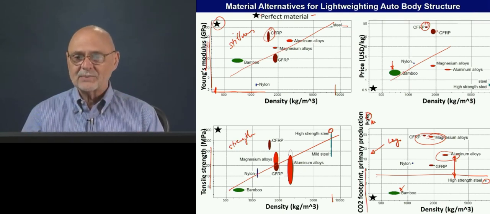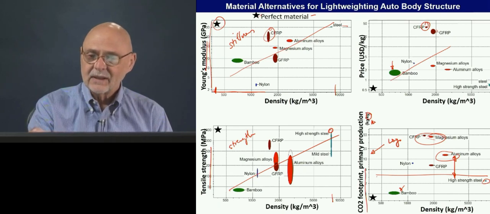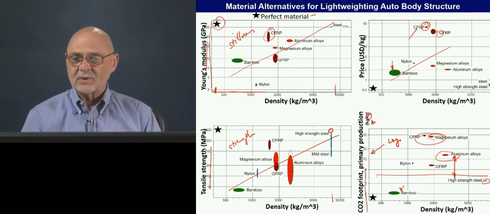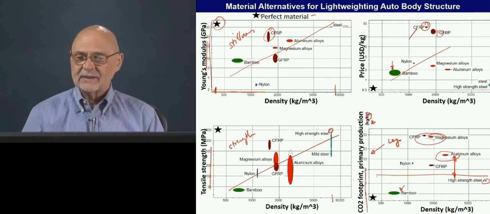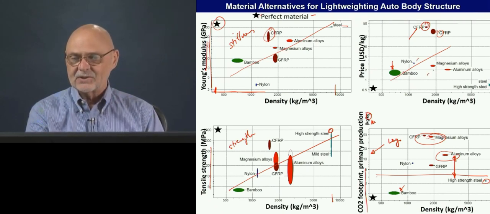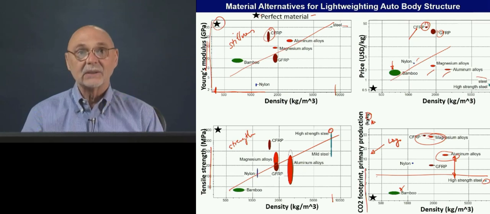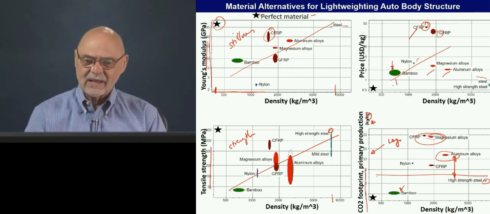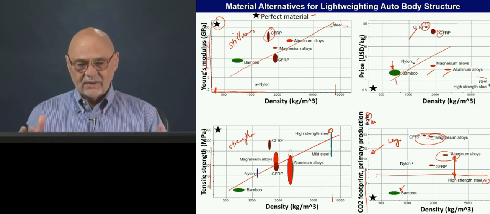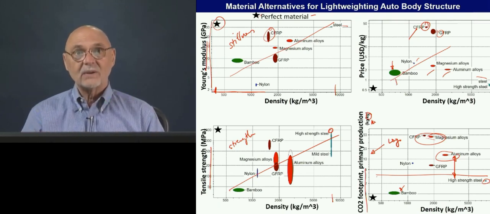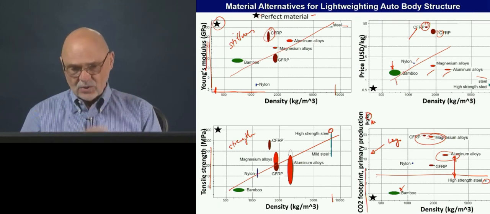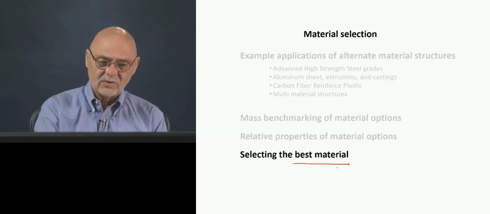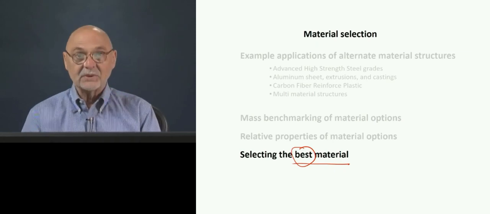So we have all these material options. Carbon fiber reinforced plastic. The G here is glass fiber reinforced plastic. Nylon, magnesium, aluminum, both lower strength and high strength steels, and then the natural materials. Well, how do I select the best one for a given application? So what we're going to be talking about now is basically how to do that, how to select the best material.